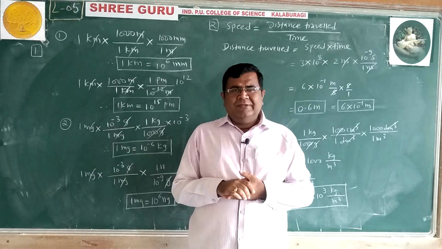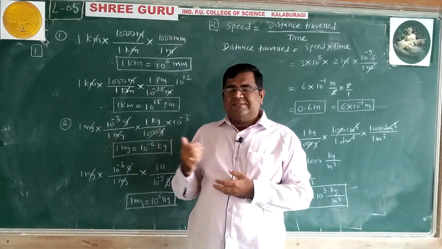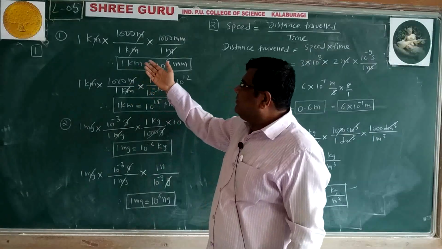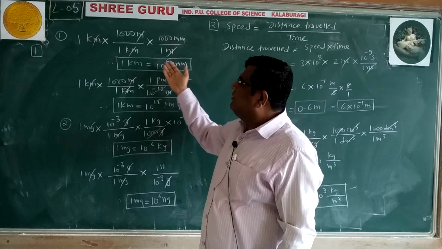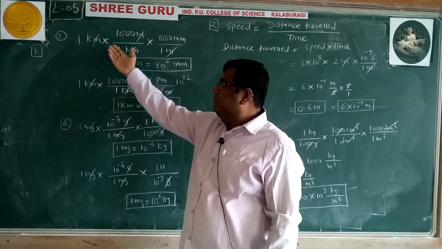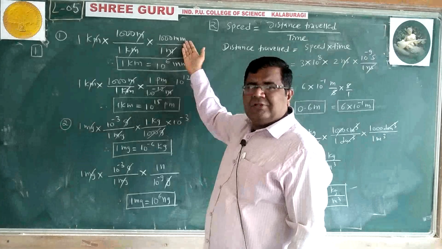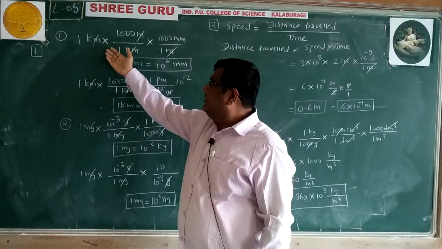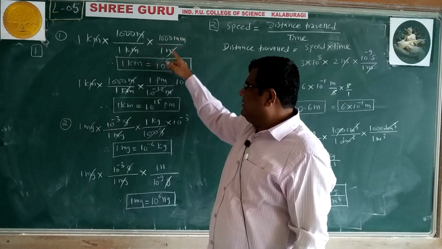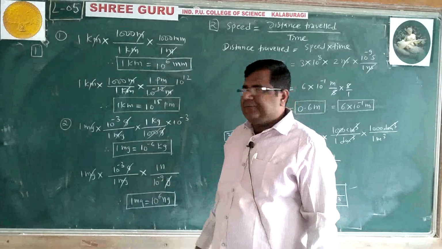But just to verify your answers, I have written these solutions already on the board to save time. See, the first one, we have to convert kilometer to millimeter. 1 kilometer is equal to 1000 meter by 1 kilometer. First kilometer has to be converted to meter, and then that meter into millimeter, 1000 millimeter. So kilometer, meter cancel, and 10 raised to plus 3 multiplied by 10 raised to plus 3 is 10 raised to plus 6. So we can say 1 kilometer is equal to 10 raised to 6 millimeter.